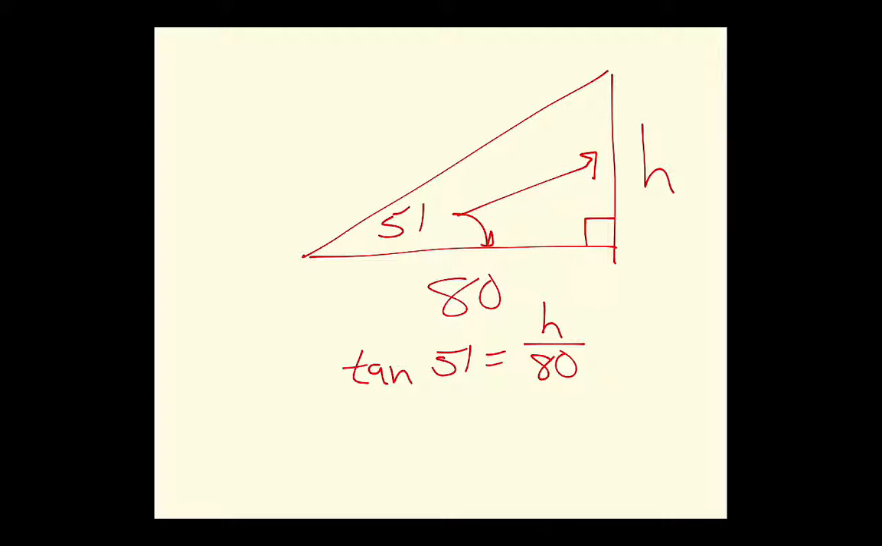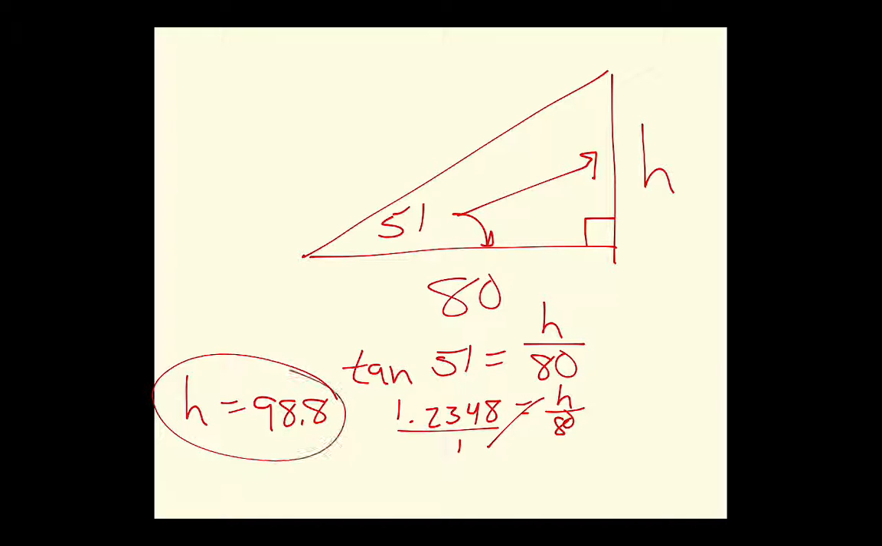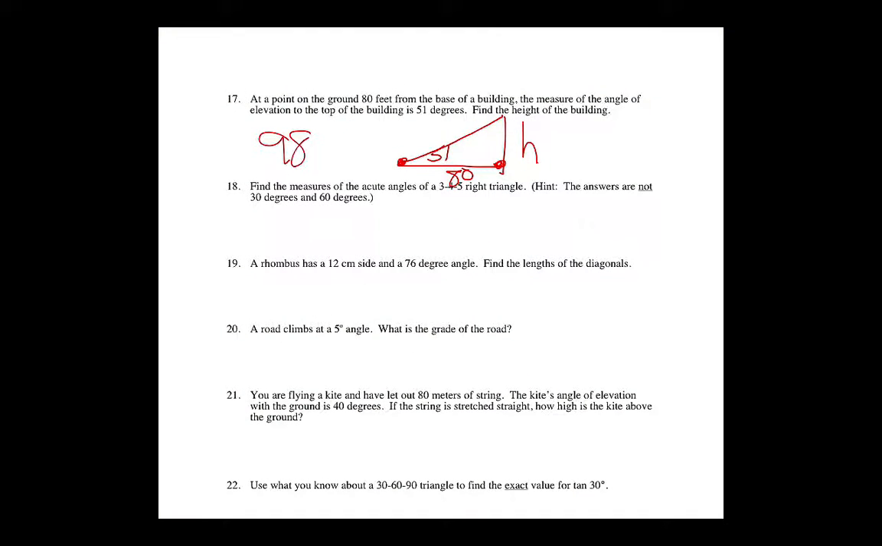So the tangent of 51 is 1.2348. That should equal h over 80. So I'm going to get h times 1 is h. And when I multiply that 1.234 times 80, I end up getting the height is 98.8 when I round to the nearest tenth. So the height, 98.8.